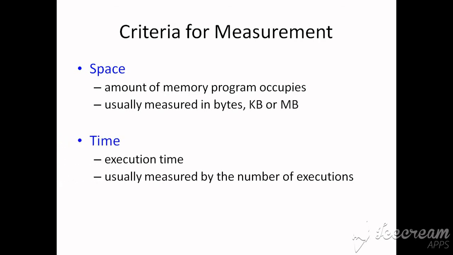Next, moving towards the criteria for measurement. There are two important criteria for measuring program performance. First is space and second is time. Space is the amount of main memory a program logic occupies, and usually we measure it in bytes, kilobytes, or megabytes. Time is the total execution time required to run all the instructions in the given program. Usually it is measured by the number of execution steps.